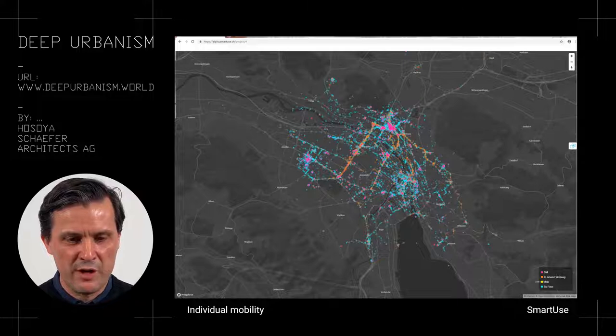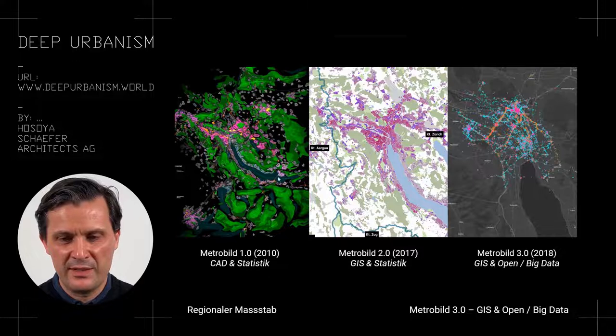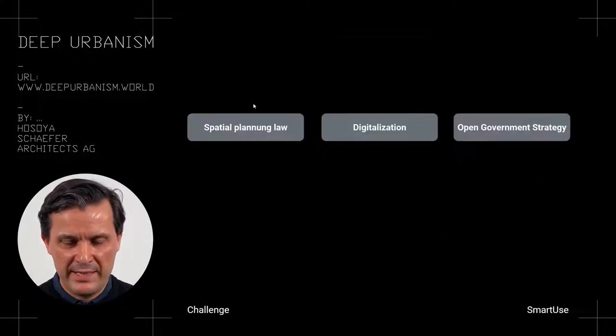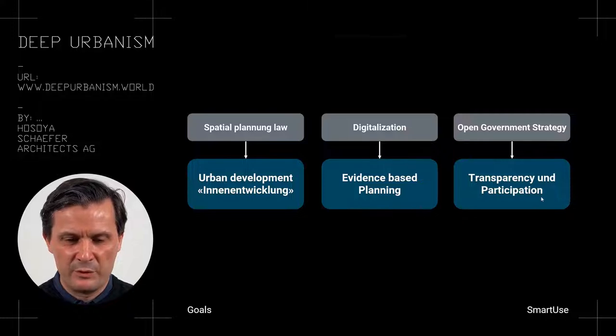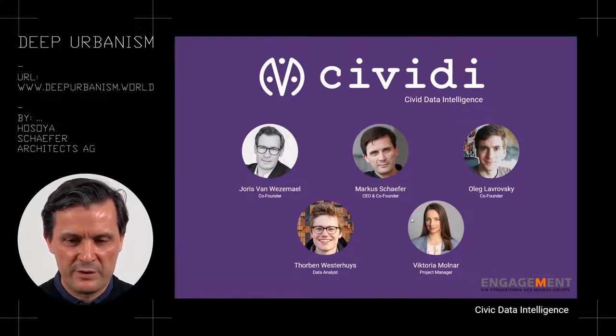And that allows us to jump from something we did with CAD and statistics, but very manually in the beginning, to something which we did with GIS and statistics here in the middle, to increasingly something which we can do with this open and big data, but in an increasingly automated way. And the idea, of course, is that we take our interest in spatial planning, we add digitalization and open government strategy so that we can do urban development smarter, evidence-based, and with forms of participation with our smart use platform as an integrated solution.